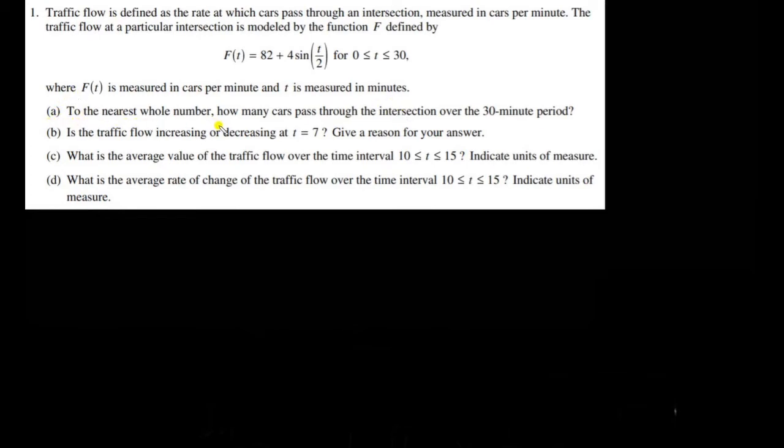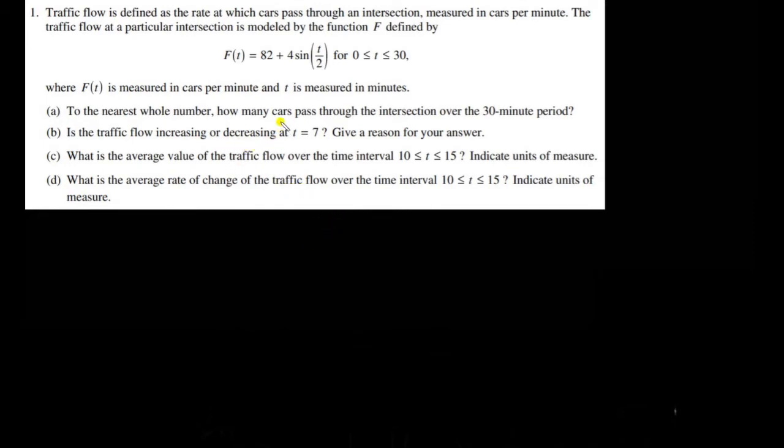So to the nearest whole number, how many cars pass through the intersection over the 30-minute period? To answer that, first let's look at what f of t is. So f of t is the number of cars passing through per minute at a certain time, right? So at, say, 5 minutes, you can plug in 5 and figure out how many cars per minute are passing through the intersection at that time.